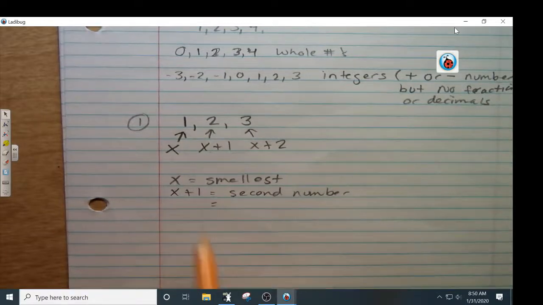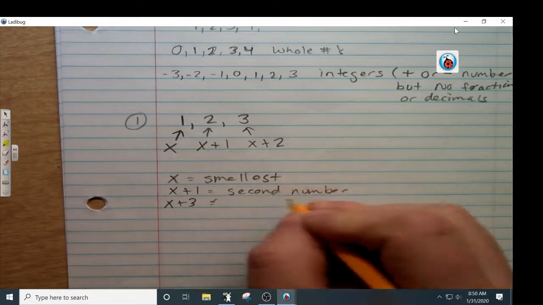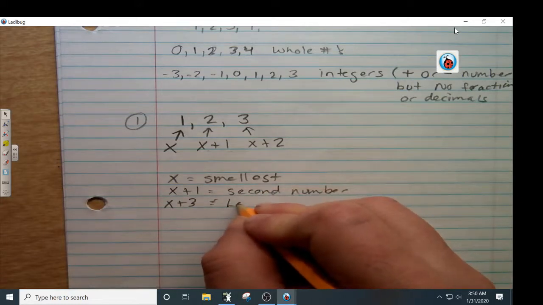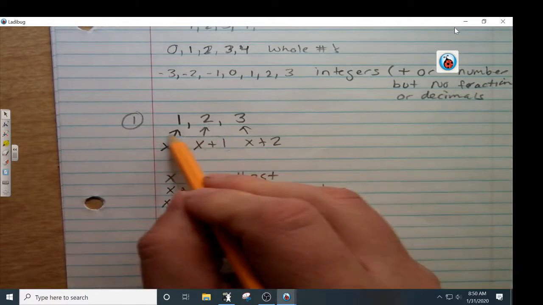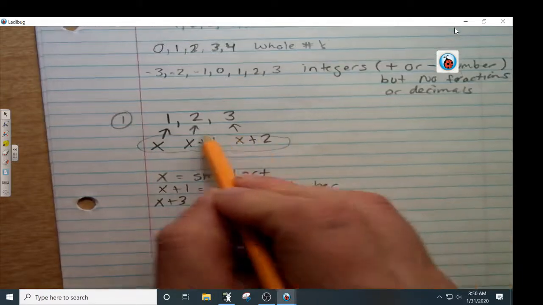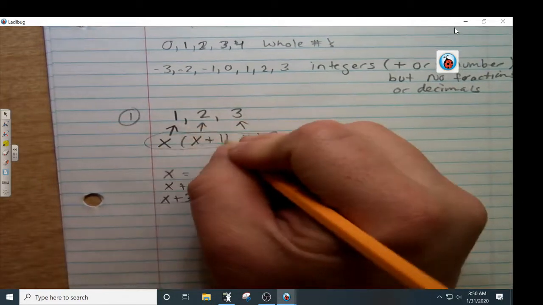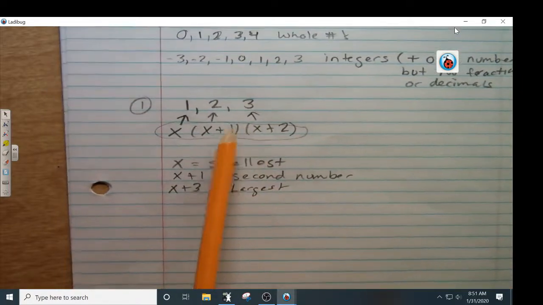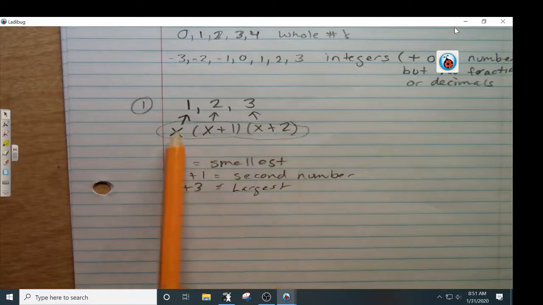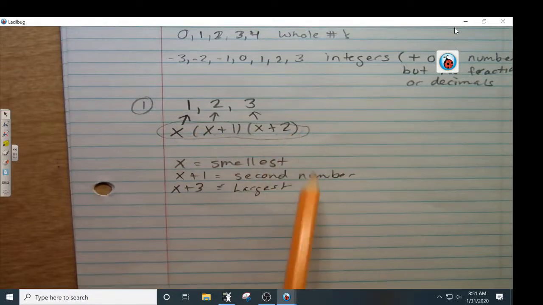So now, guys, these three expressions, x, x plus 1, and x plus 2, work on about anything you're going to work on as far as consecutive integers. If you see something about consecutive integers, this is going to be some part of your formula.